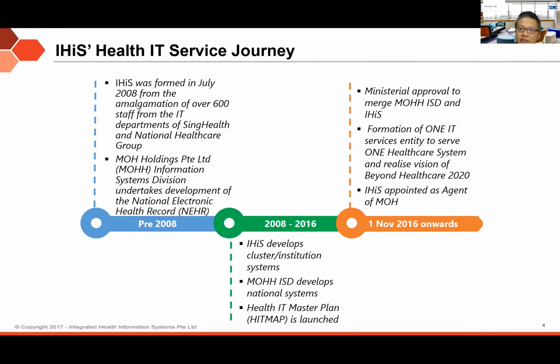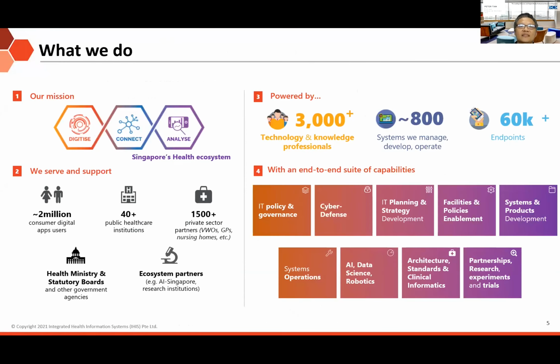So we fast forward to 2016. IHIS went through another transformation. Basically, the IT function in MOH Holdings merged in. So now we have basically one IT services organization. So that's enough for the history. What does it mean? This means that our role is this expanded one right here.